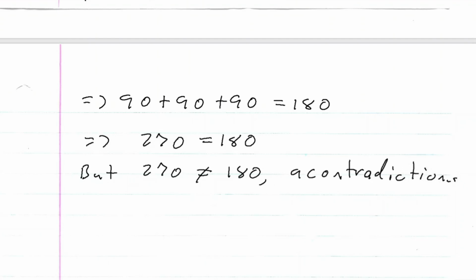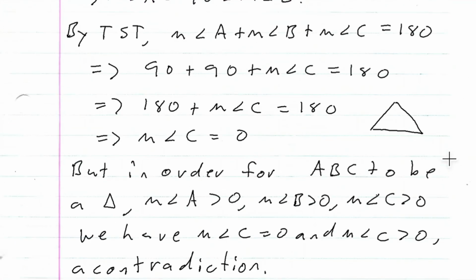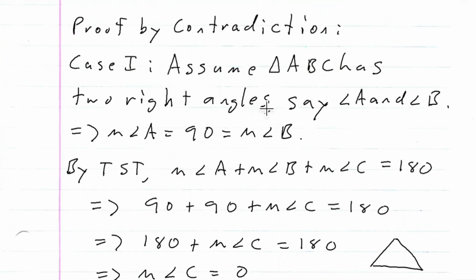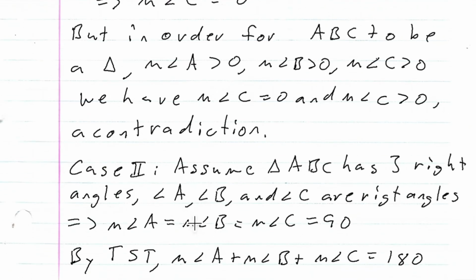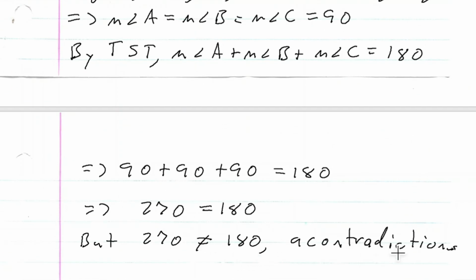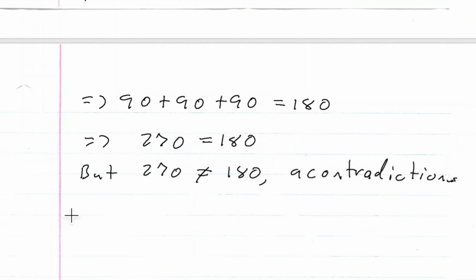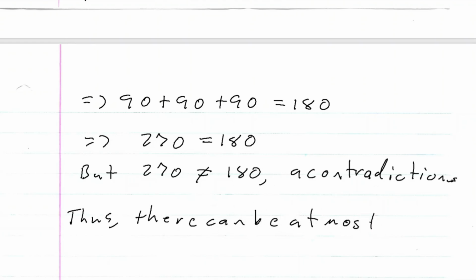right? So, assuming that there were 2 right angles led to a contradiction, and assuming there were 3 right angles led to another contradiction, right? Thus, there can be at most one right angle in a triangle. And that's the proof.